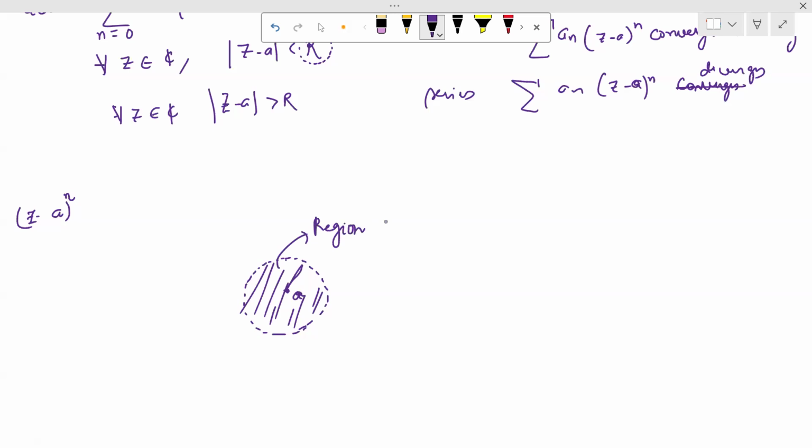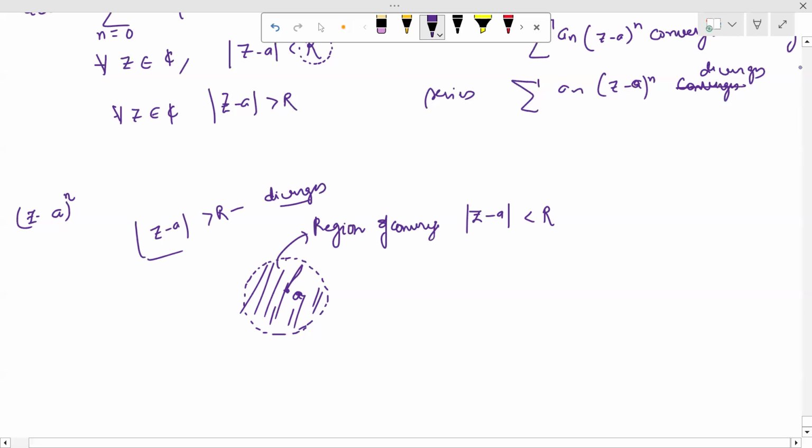This is your region of convergence. And how would I express this region? This region is expressed by mod of z minus a less than r. It implies that within this region, the series converges, and beyond this region, the series diverges. Here, the series diverges. Is that clear?